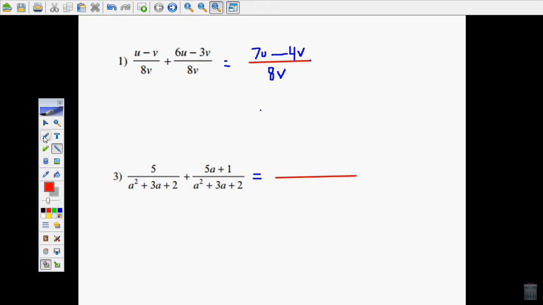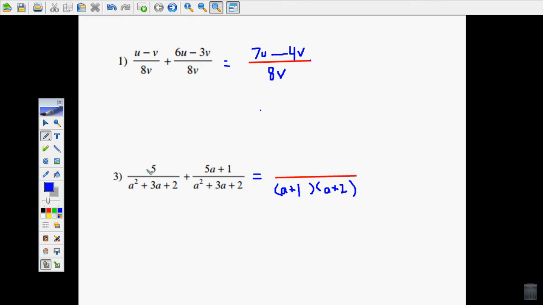Actually, we can factor that. So it looks like we can factor it. Let's see. Looks like we can go a and a, and 2 and 1. Let's try a plus 1 and a plus 2. And then that looks like it'll go 2a and 1a will be 3a.